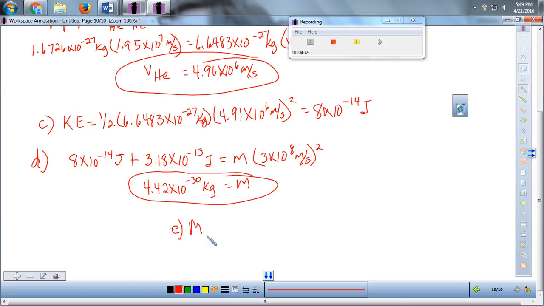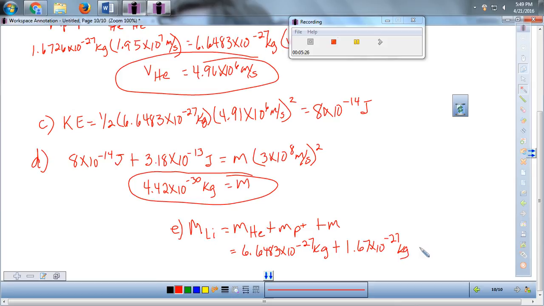Well, the mass of the lithium ion is going to be equal to the mass of the alpha particle, or helium, whatever you want to call it, plus the mass of the proton, plus the mass that was converted into energy right here. So the mass of the helium, they told me, was 6.6483 times 10 to the negative 27 kilograms. Mass of the proton was 1.67 times 10 to the minus 27 kilograms. And it actually was 1.6726. So I left a few numbers out, but you got it.